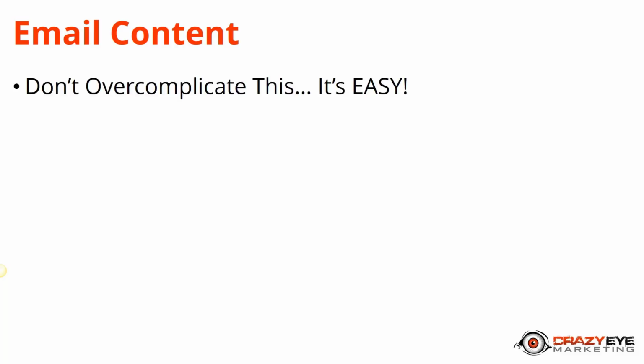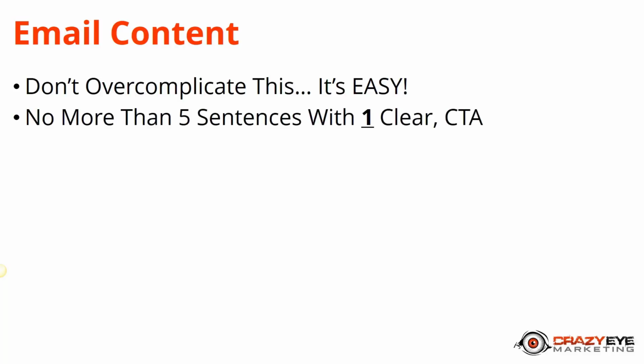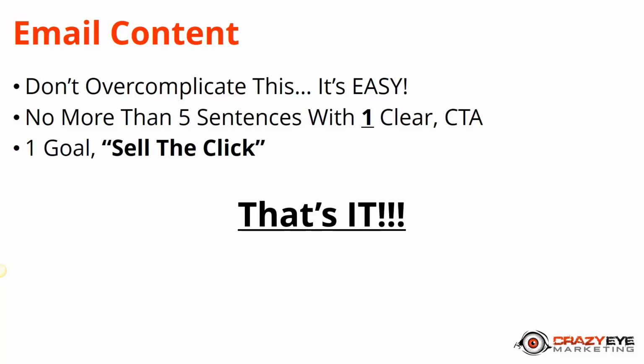Now, I don't want you to overcomplicate this process. It is easy. Your main series emails, the one where you're trying to gauge interest, should be no more than 5 sentences with one clear call to action. And your number one goal of these main series emails is to sell the click. You want them to click over to your content or click over to your micro sales funnel. You want to get them out of their email inbox and onto your website or your content. That's your number one goal of emails, to get them out of their inbox and looking at your stuff online. And that is it. So typically no more than 5 sentences with one clear call to action.